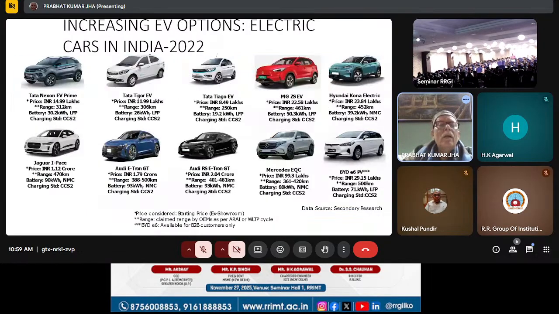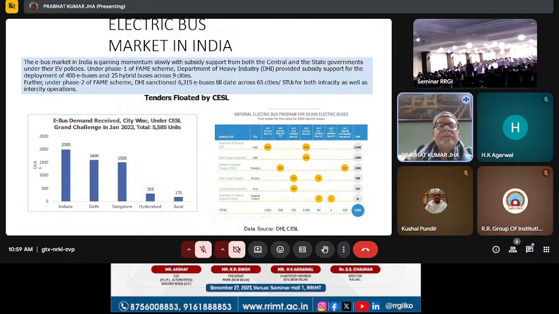And now you see these, previously, these were the cars up to 2022. Now you come to the electric bus market in India. That is, you see that Kolkata 2000. This is January 2022 data. So the 2000 is in Calcutta, but in Surat it is 175, and the various Telangana, Delhi, you can see all the data are here, and the source is already written here below.